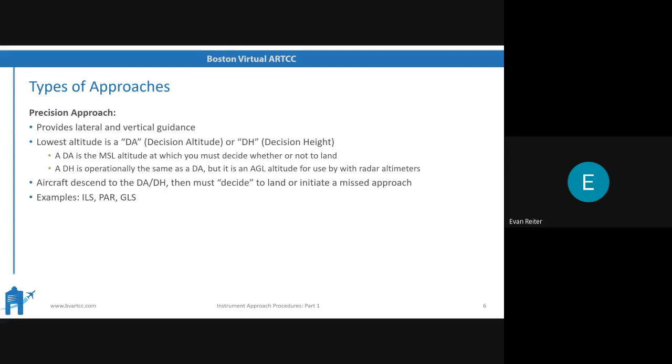So the idea is that that decision is a point in time, as opposed to what we're going to talk about in a moment on non-precision approaches, where you don't necessarily get to an altitude and make a decision right at that point. Instead, you might be holding at that altitude for a certain period of time. You might be flying that altitude until you reach an actual distance point, and that in fact could be your missed approach. We'll talk about that in the next slide. But really that's the key between a precision approach and a non-precision approach, this concept of a decision altitude.